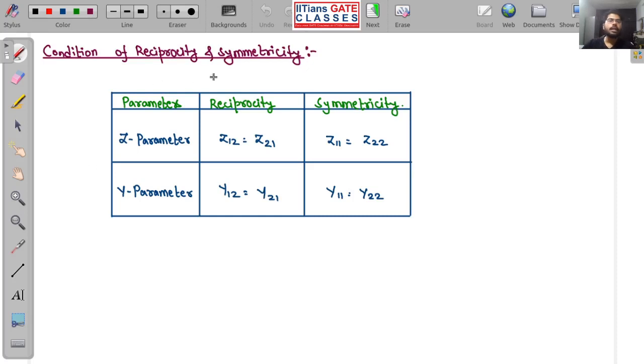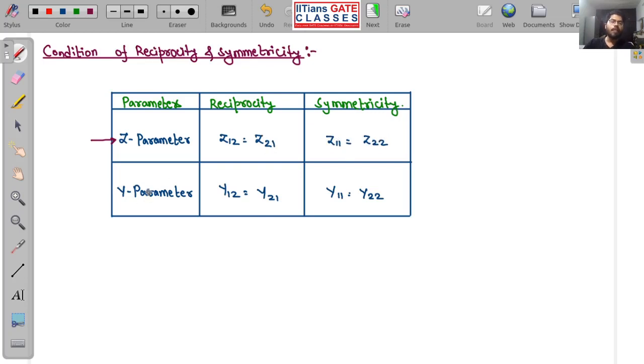Now what is the condition of reciprocity and symmetricity for the Z parameter? Suppose I have a circuit given whose Z parameter and Y parameter I know. How do we know if the circuit is reciprocal and symmetrical? If Z parameters are given such that Z12 is equal to Z21, that means my circuit is reciprocal. And along with this, if Z11 is equal to Z22, the circuit will be symmetrical.